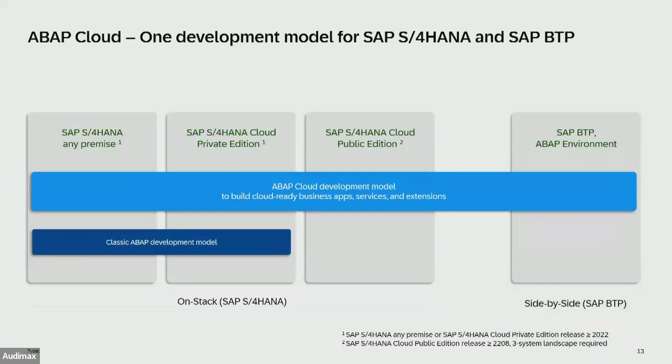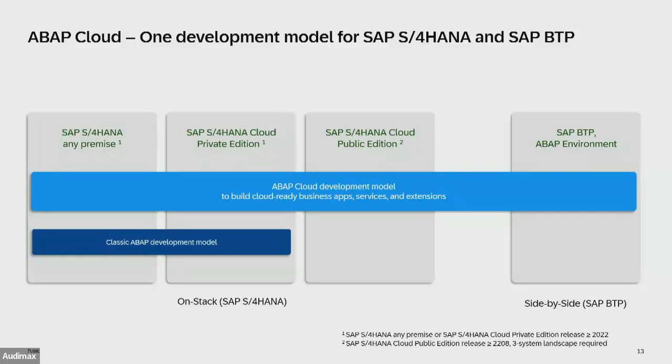On the left side, you see the different S/4HANA editions. First statement, you can use ABAP Cloud everywhere. That's really important. And it's really the same development model. The only exception is that you use remote APIs if you are on BTP.